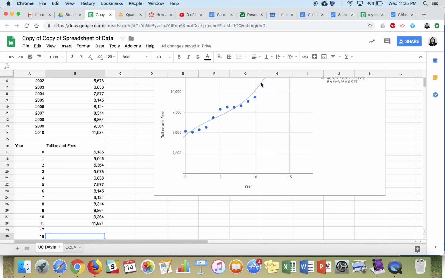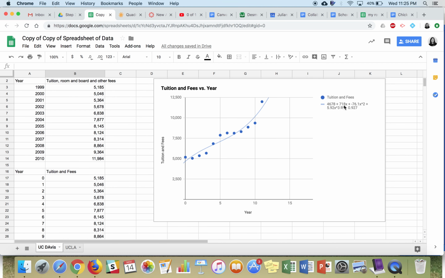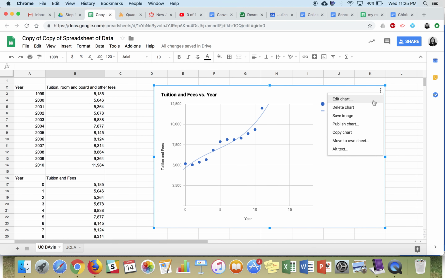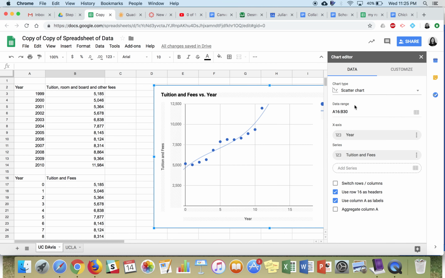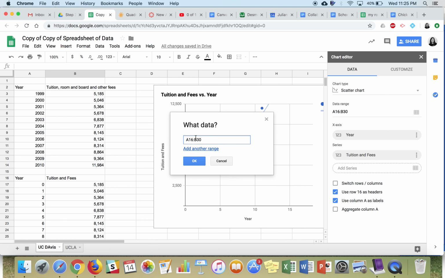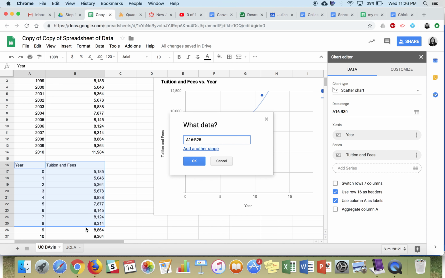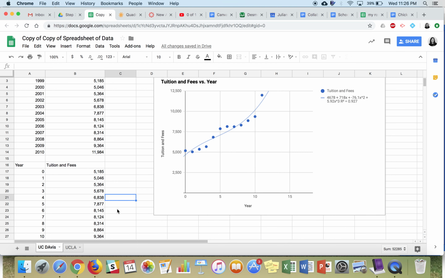And if your graph doesn't pick up those points, you need to make sure that you go here and click edit chart and change that data. So you might have to click on this data range and then click this, and then you can re-highlight that or change that. Notice this says A16, so A16 starts right here. I just clicked in here and then re-highlighted, and it's changing it. So make sure that those points get added to it.